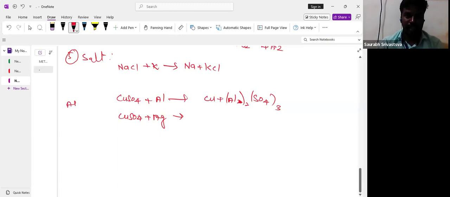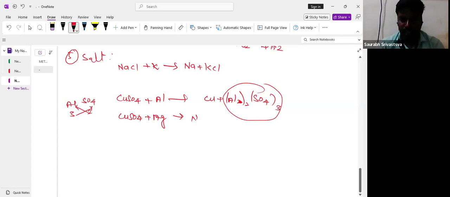Al valency 3, SO4 valency 2. Why? Because 2 minus, we write H2SO4. So this number you have to keep here, and this number you should keep here. So this will displace. But here no reaction. Why is there no reaction? Because silver is low reactive compared to copper. So copper is more reactive compared to silver. So that's why it won't displace.